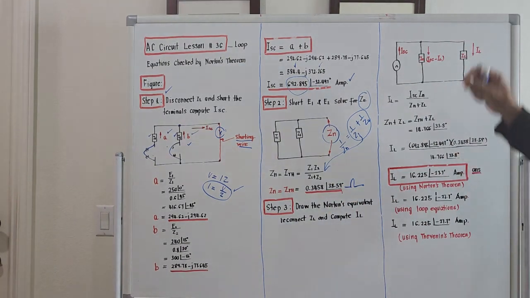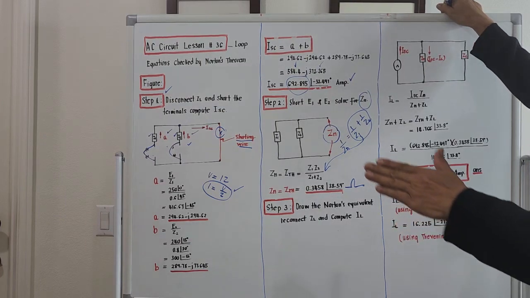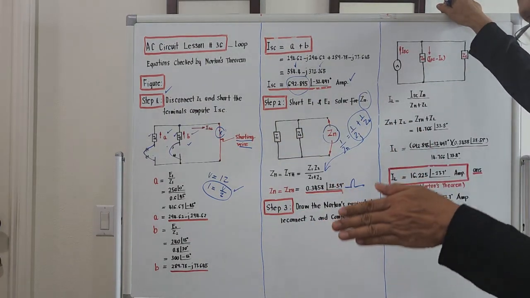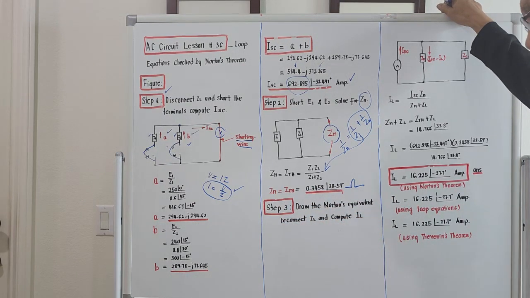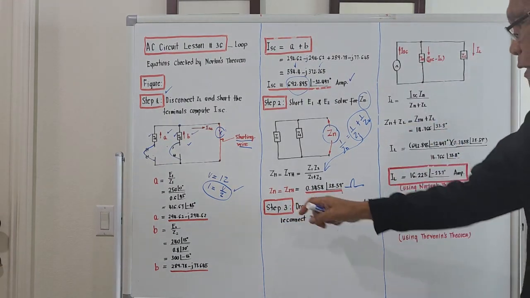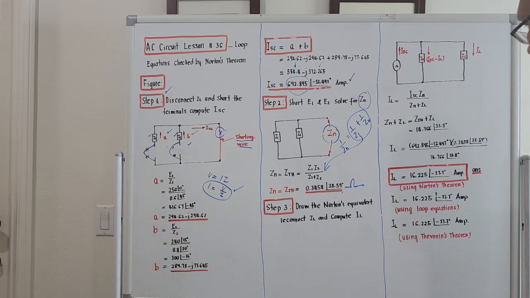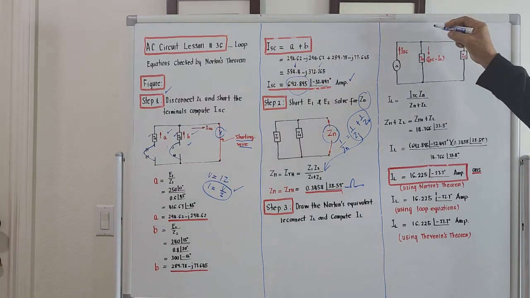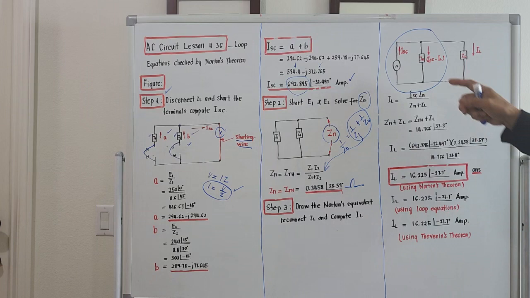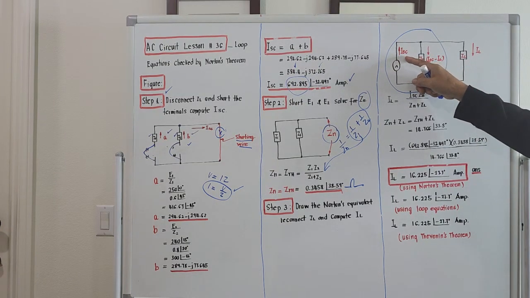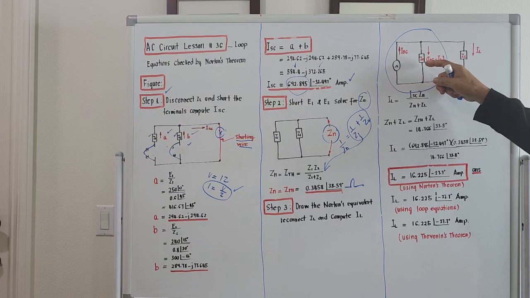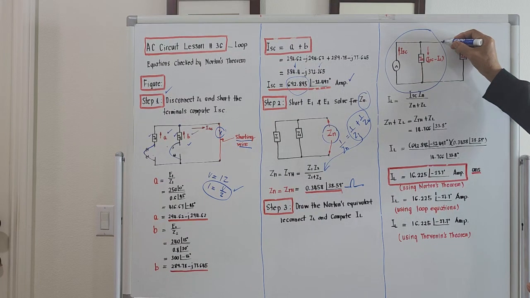So we got an advantage under Norton's because we will just copy the open circuit impedance under Thevenin's, and that's it, because they are the same. Step number 3. Draw the Norton's equivalent and reconnect ZL and compute for I sub L. This will be the Norton's equivalent circuit. According to Norton's theorem, the short circuit current source is in parallel with the Norton's open circuit impedance. Then try to reconnect ZL. Okay, we reconnect.